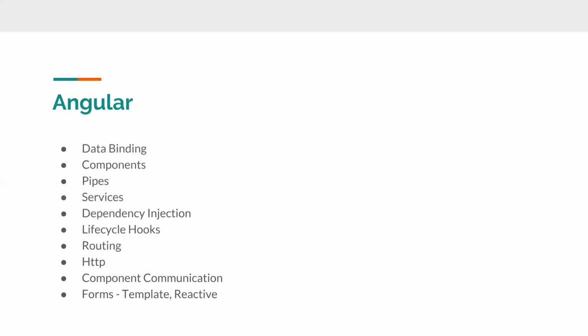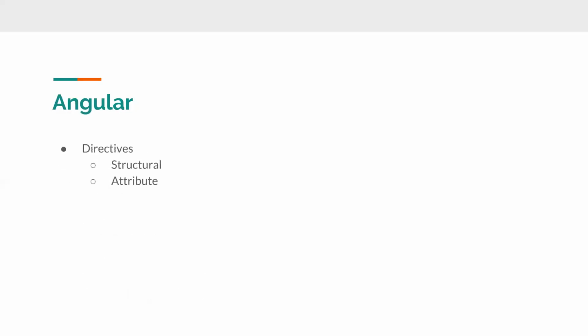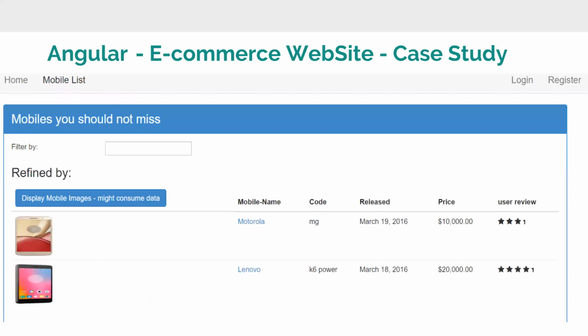Forms. There are two ways of forms development: template forms and reactive forms. And what are directives? What are structural directives? What are attribute directives? What are the out-of-the-box directives like ngFor, ngIf, and ngClass, different ones. And apart from that, how can we build our own directives, like structural and attribute directives?